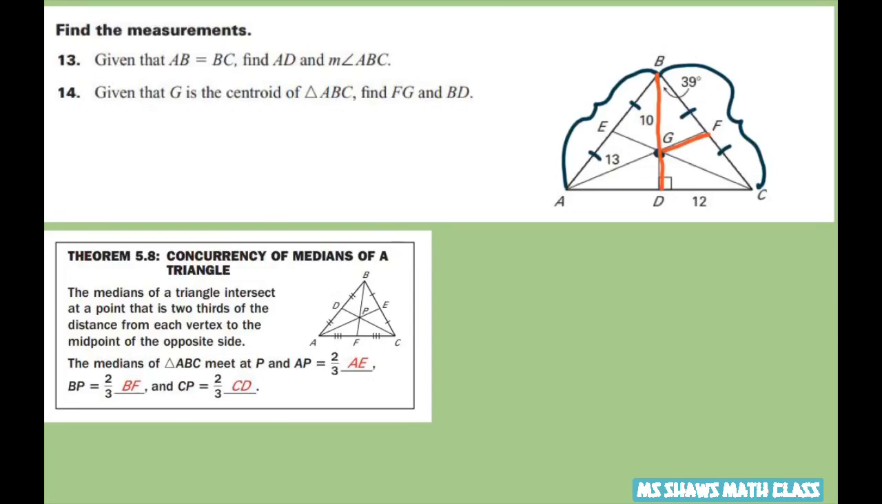Basically, this is the setup you want to think about when you're doing medians of a triangle. And know when the centroid's here, this part from the vertex is 2/3 of the total length. And the centroid to the midpoint of the other side is 1/3. So if you remember that, that's what this basically is saying.